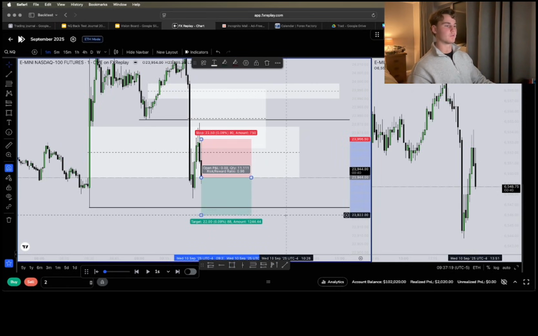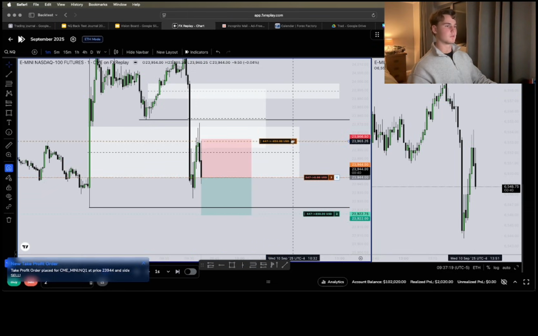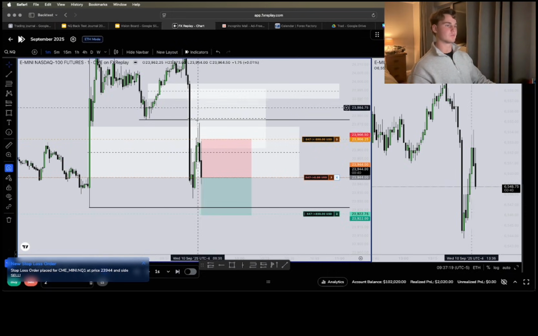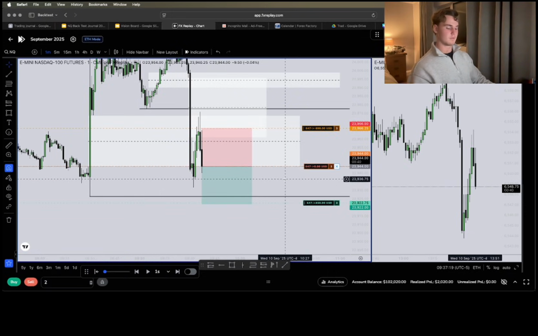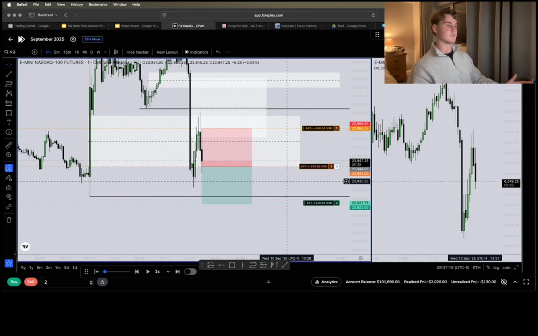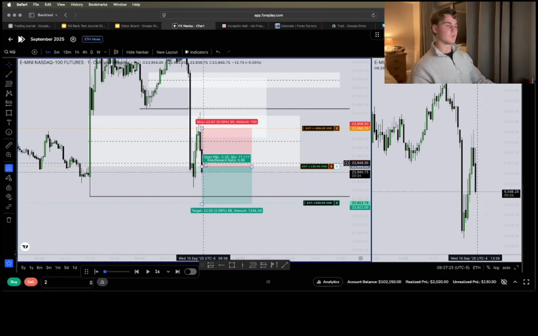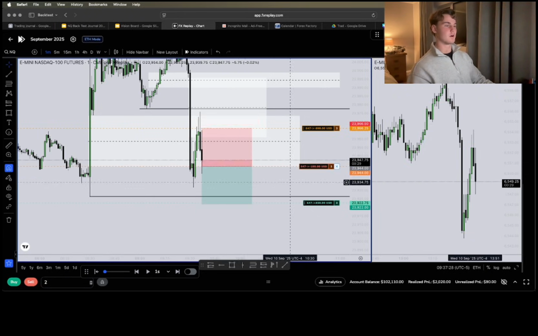Now let's just target that 1-to-1 there. 22 points, go 2 minis. So TP and a stop loss. Now this is a simple manipulation, rebalance, displacement entry. Same as any of my other entries. Now we could have waited for a closure, but considering we've just got, I don't really like that wick.